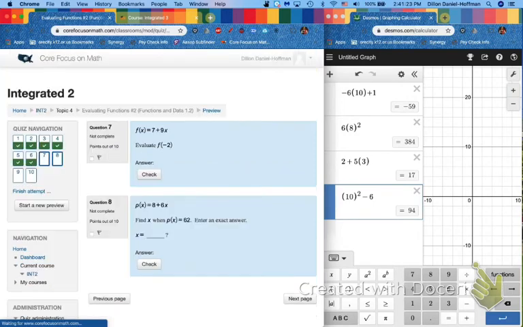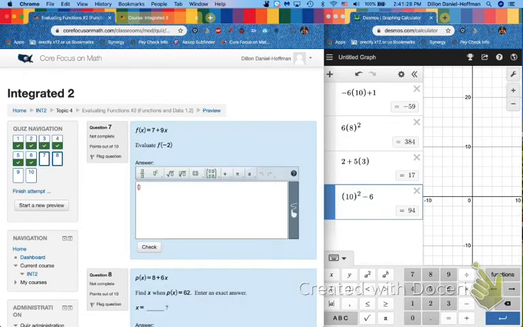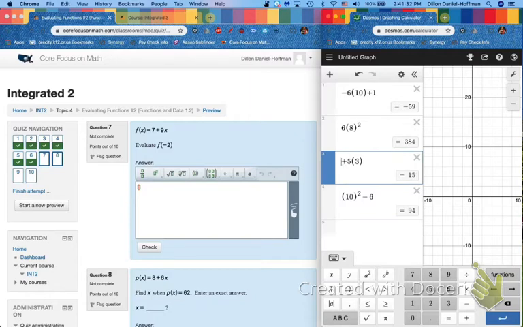All right, number 7. This is similar to this format, so I'm going to just replace the numbers up here. 7 plus 9x, where x is negative 2.